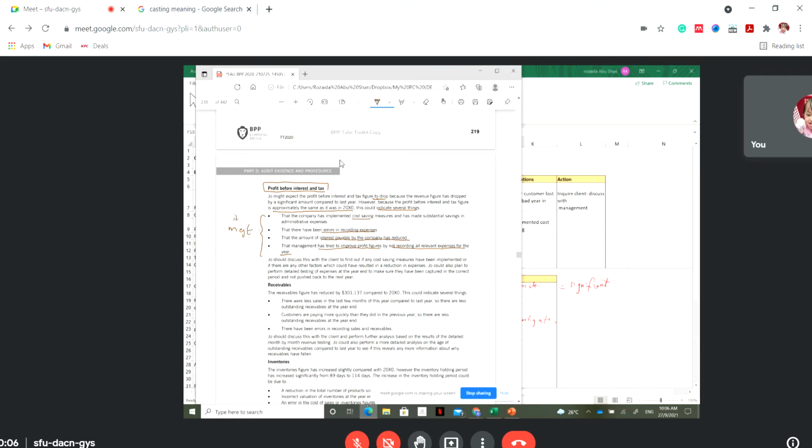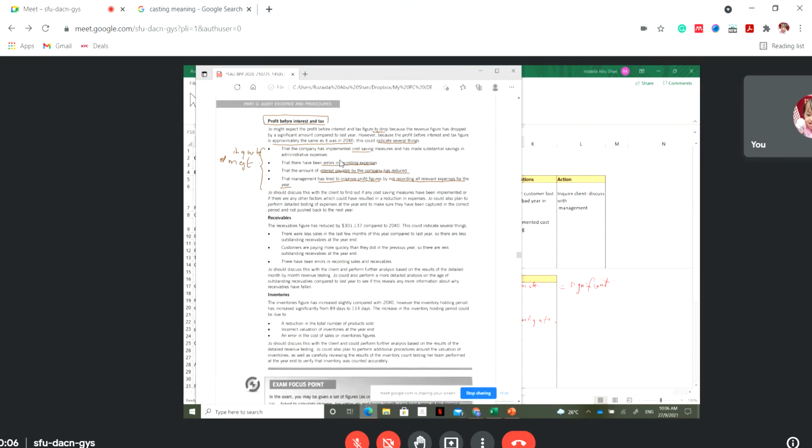Okay, you inquire the management. Okay, what should you look at? Joe Price should discuss with the client to find out if any cost saving measure has been implemented or if there are any other factors which could have resulted in the reduction. So you need to discuss this. This is an important thing.